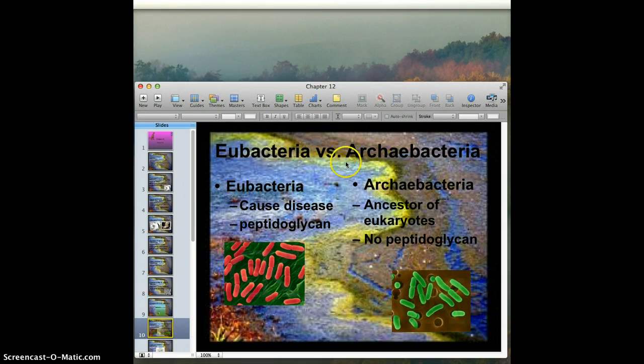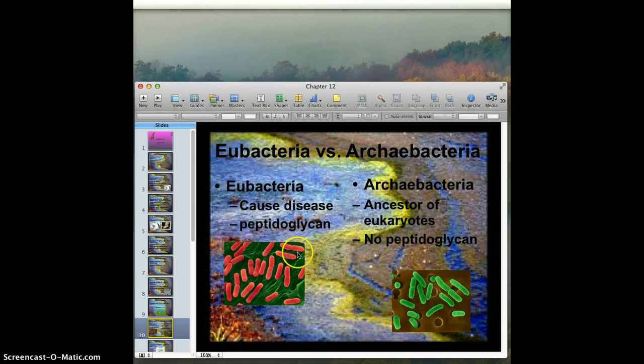All right, now when you look at the bacteria, there are basically two types. There are eubacteria and archaebacteria. Eubacteria are the ones that commonly cause disease. These are the guys we usually think about. You get strep throat, you get sick, you need an antibiotic. You're taking something to fight these guys off. Usually, not all of them, but most of them cause disease.